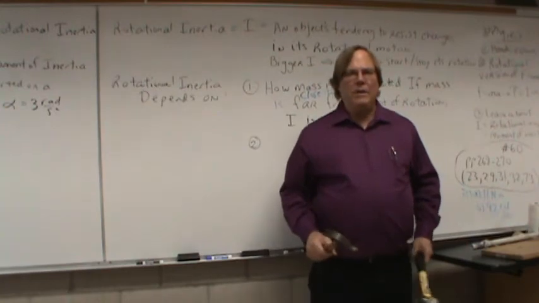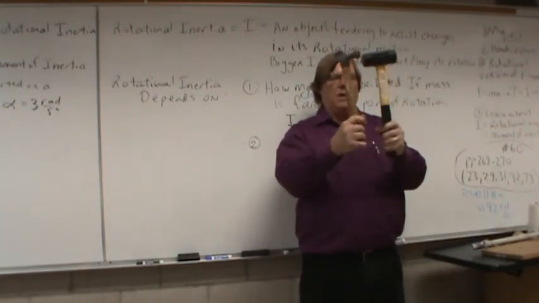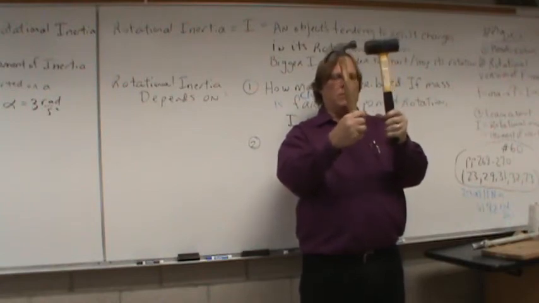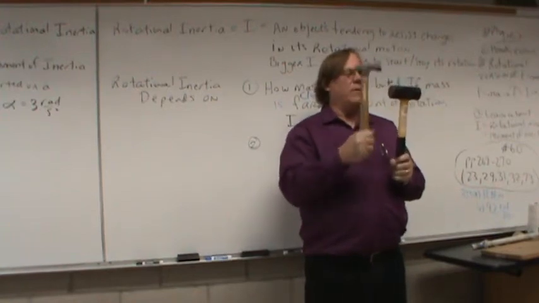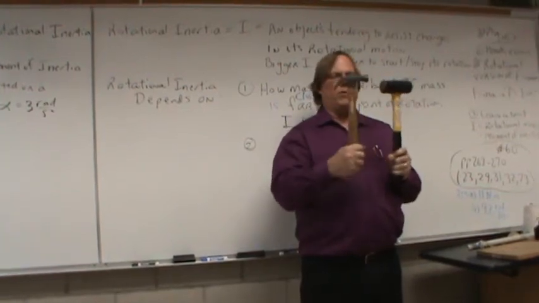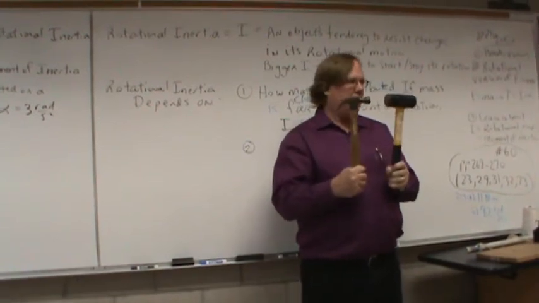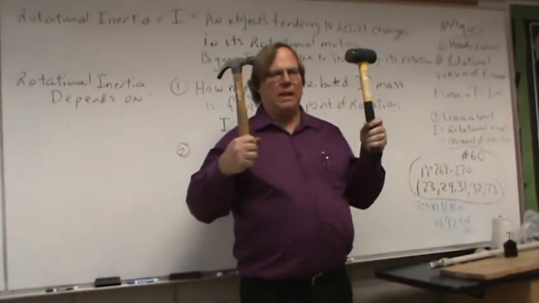I'm going to do my windshield wiper thing with this hammer and this hammer. And I want you to see right now, because of where I'm holding the hammers, the distribution of the mass is the same. All of this mass is distributed far from the point of rotation. All of this mass is distributed far from the point of rotation. You see that? But tell me, which of these has the greater rotational inertia?